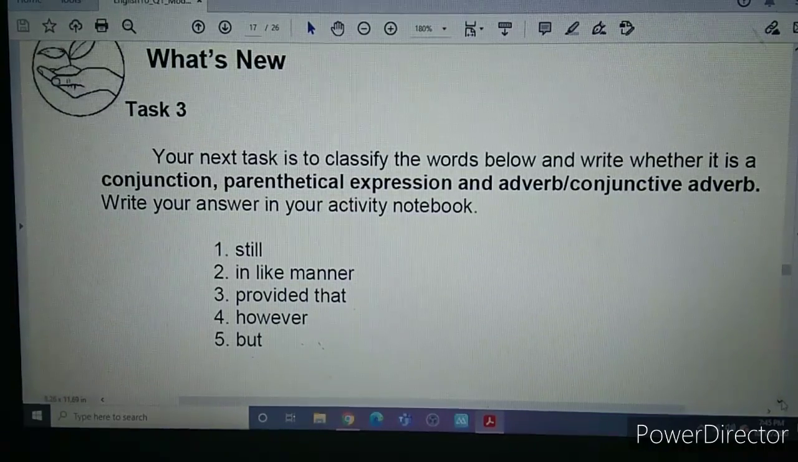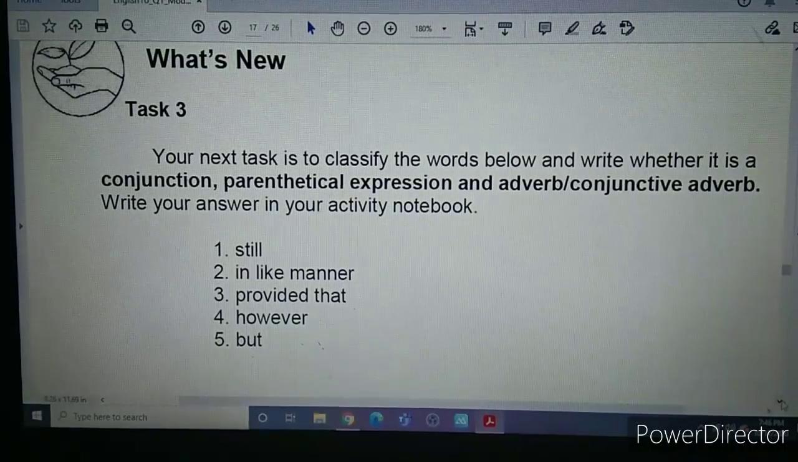Number 1, the word still. The word still is an example of conjunctive adverb. Number 2, in like manner. It's an example of parenthetical expression. Is your answer correct, guys? Well done! Now let's proceed to number 3, provided that.